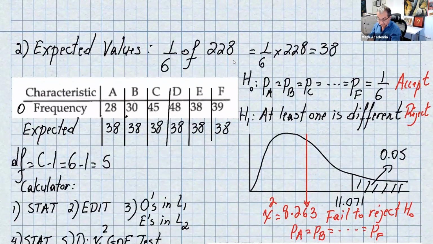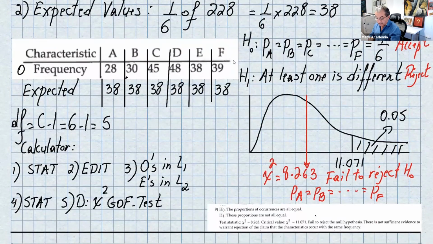Degrees of freedom here is number of categories minus 1. 1, 2, 3, 4, 5, 6. We have 6 categories. Minus 1 is 5. So now the test statistic is the same, the sum of O minus E squared divided by E. So you have to do it for each one of them. That's pretty long, but you can use your calculator. With the calculator, you go to stat, edit, put the O's in L1 and E's in L2, then go to stat, but this time you go to chi-square GOF test, and the calculator will give you the test statistic.